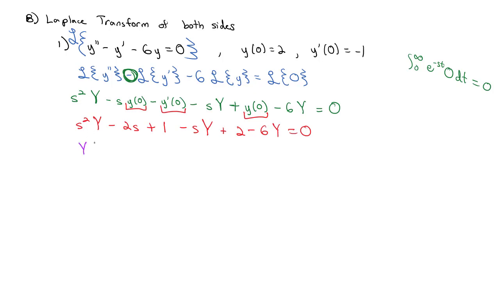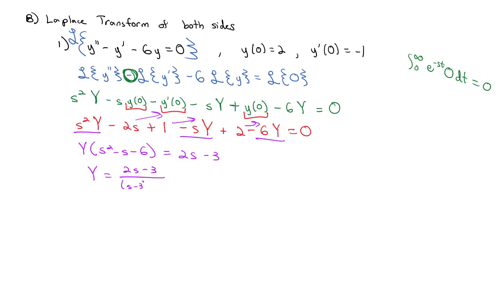Factoring the capital Y out of all the terms with a capital Y in it, we would have s squared minus s minus 6. Then we're going to shoot all the other terms to the other side of the equation, which is going to give us a positive 2s. Subtract 1 and subtract 2 gives us a minus 3. Well, we can solve for Y then by dividing by what's in front of it, giving us 2s minus 3 divided by. I'm going to also factor our s squared minus s minus 6 while we're here. So it's going to be s minus 3 times s plus 2.